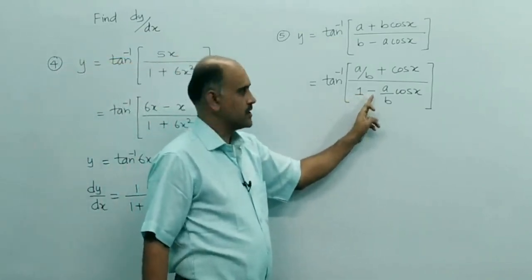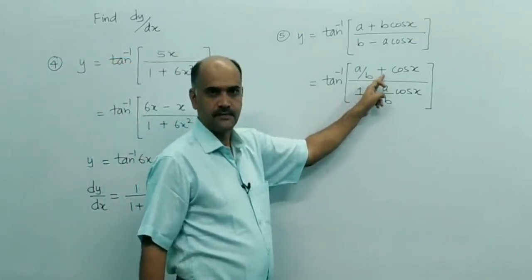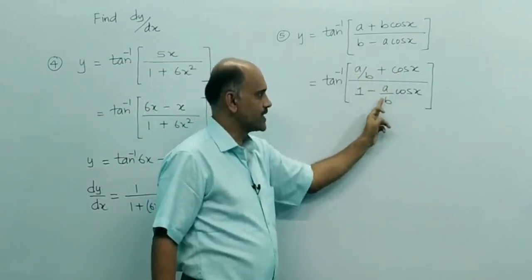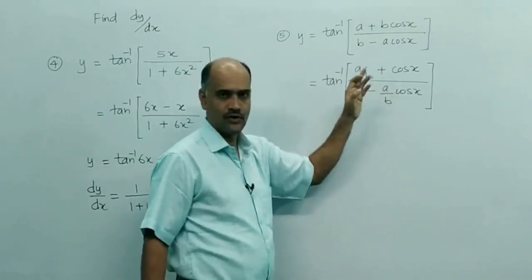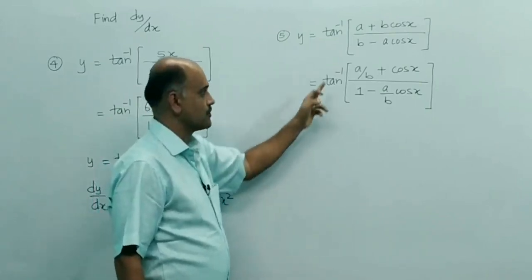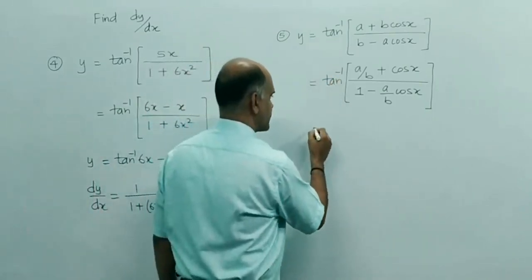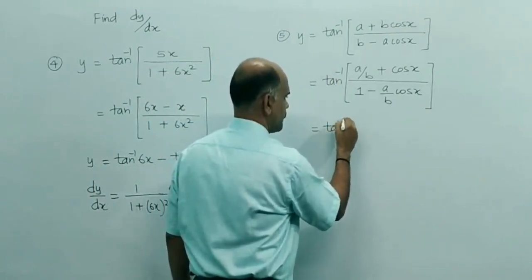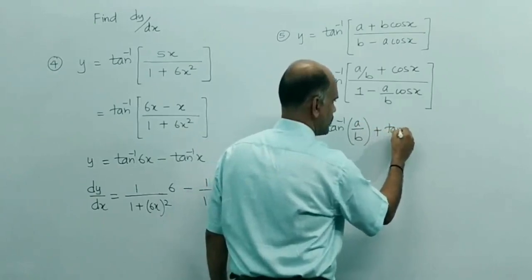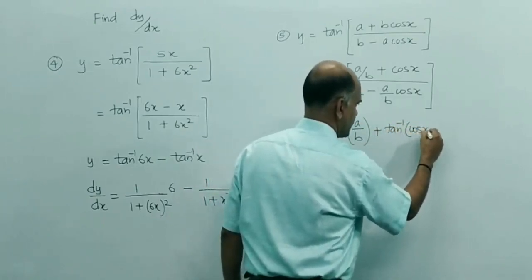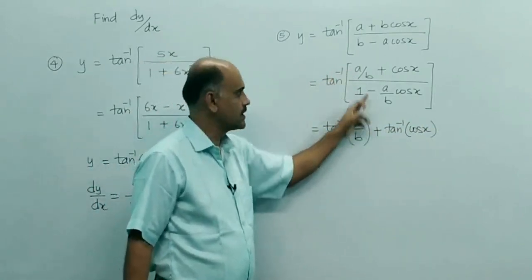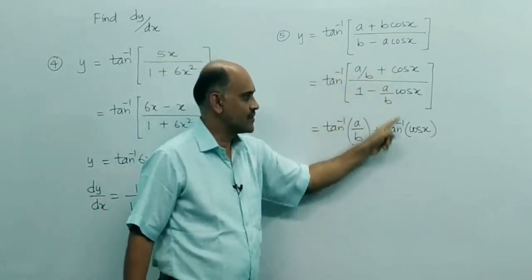Now again if you observe, here minus is there, here plus is there, here 1 is there. If you multiply these two, you will get a by b into cos x, means I can apply the first formula. So by the first formula I can write this as tan inverse of a by b plus tan inverse of cos x. Clear, students?